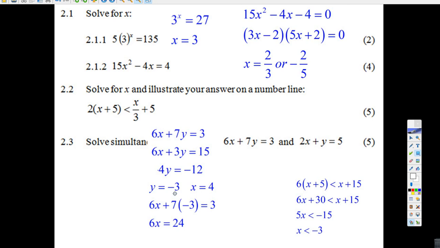Now how do we find x? Well, you can take this negative 3 and put it in here, or you can put it in here. Let's put the negative 3 in here. 7 times negative 3 is minus 21. Add 21 to 3, you get 24. 6x equals 24, so x must be equal to 4. So there's your point that works in both, 4 and minus 3. x is 4 and y is minus 3. Well, there's the first part, the first question.